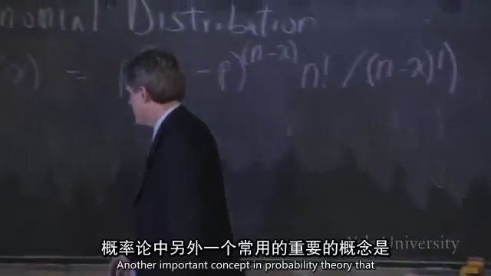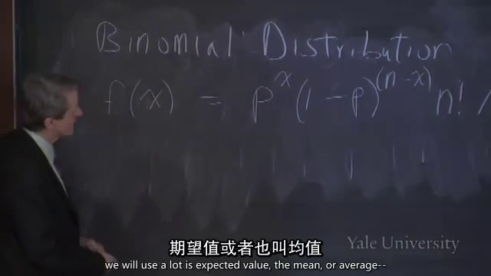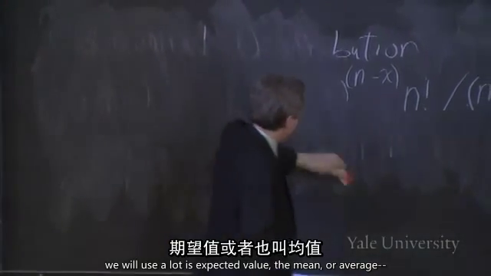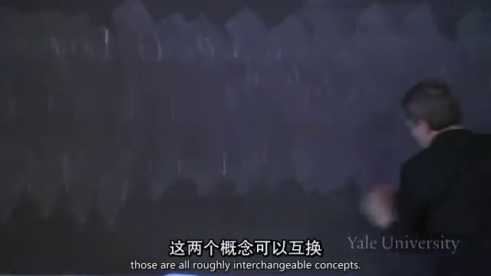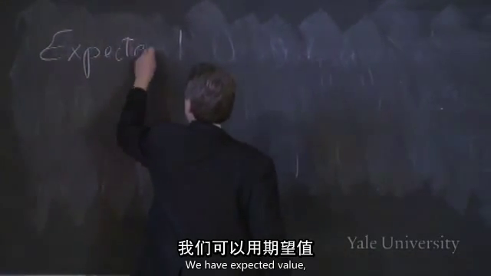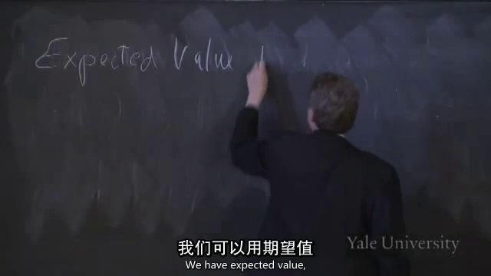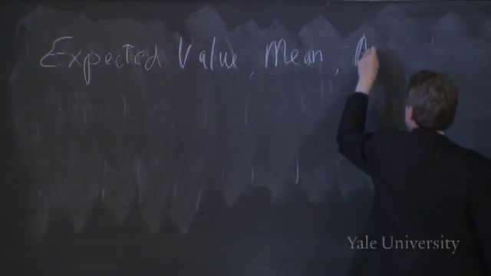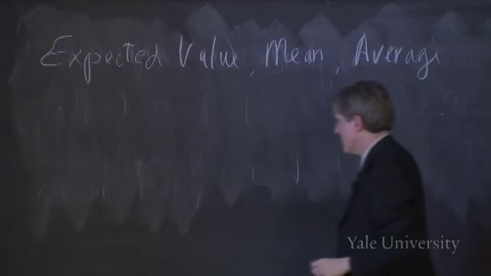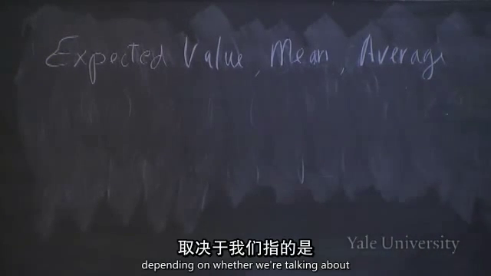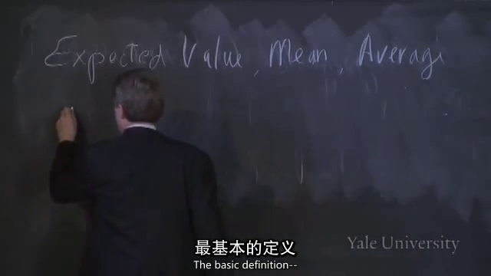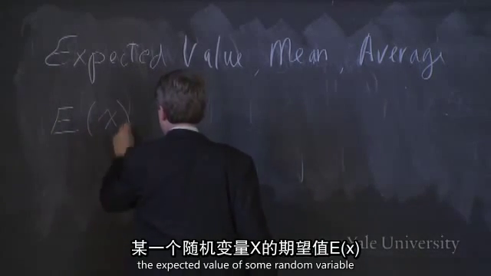Okay, so another important concept in probability theory that we will use a lot is expected value. The mean or average, those are all roughly interchangeable concepts. So we have expected value, mean or average. But we can define it in a couple of different ways depending on whether we're talking about sample mean or population mean. The basic definition: the expected value of some random variable X.